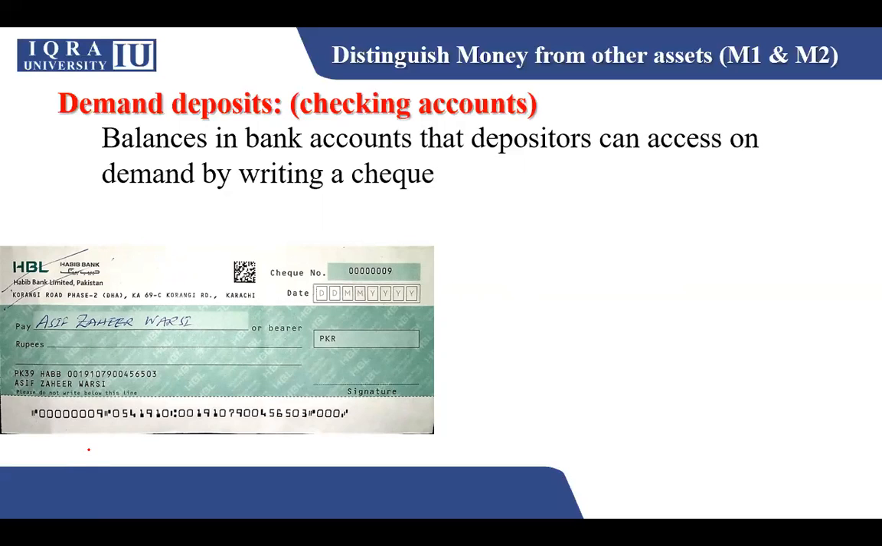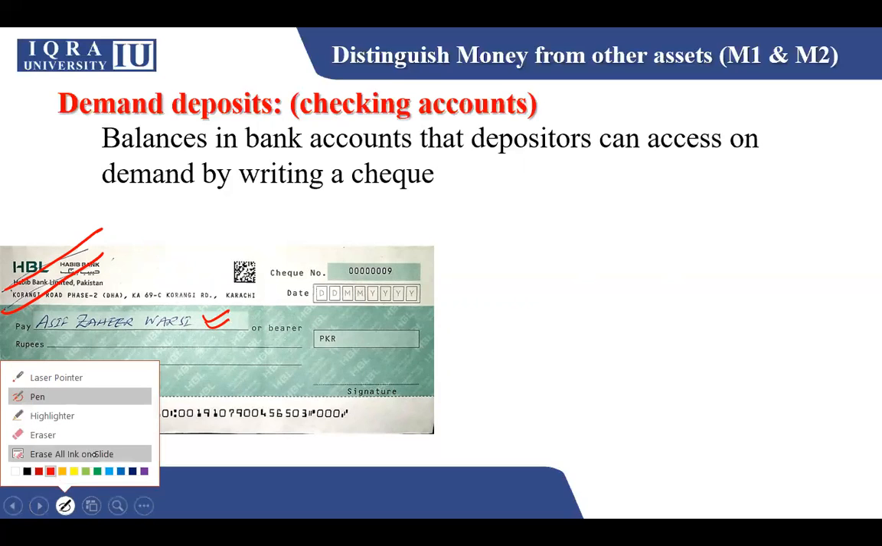What is important to understand here, remember, is that there are two lines. When you have these two lines, it means you have crossed the check. When the check is crossed, you have to put some name here, and it cannot be cashed out. It can only be deposited into some other account. This is called a crossed check.